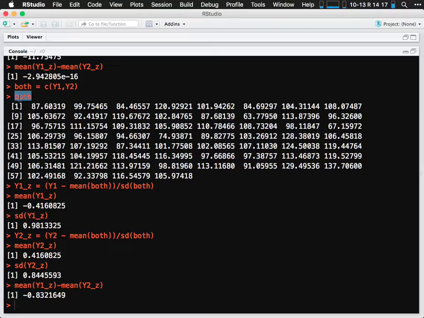Okay, so we created this thing called both, which is just the combination of these two things. And then we create this thing y1z, which is y1 minus the mean of both, divided by the SD of both. Wait, why is it y1 minus the mean of both and not both minus the mean of both? Ah, because we want to just rescale y1 first. You could have done it that way, but then you would have had to figure out which numbers afterwards were associated with which group.